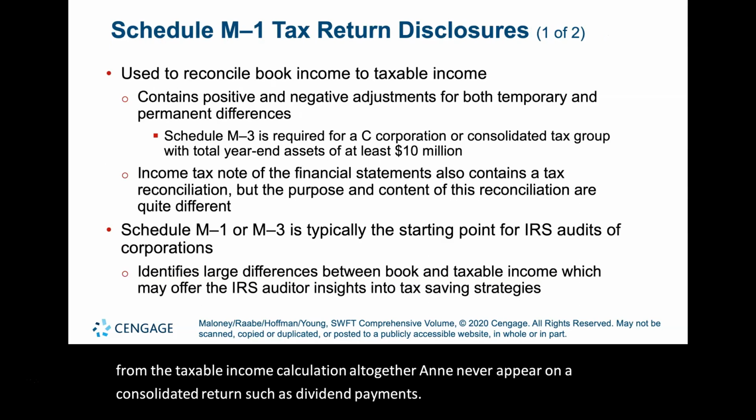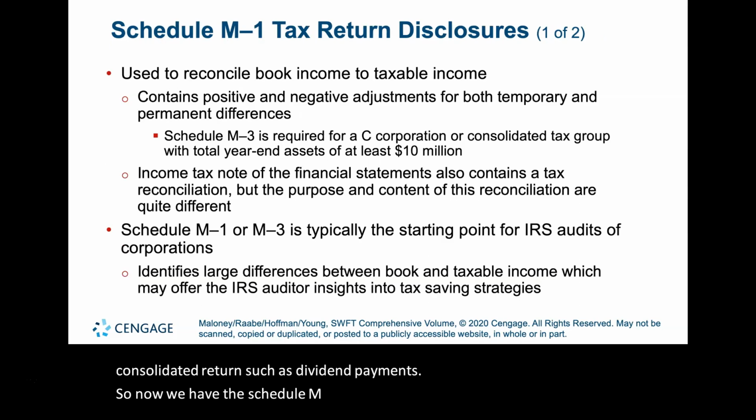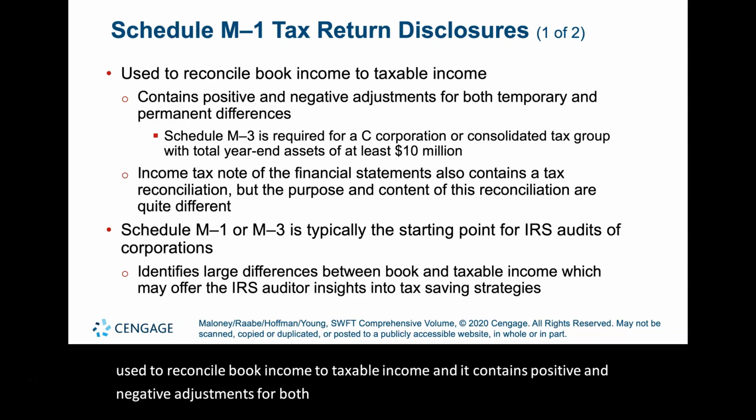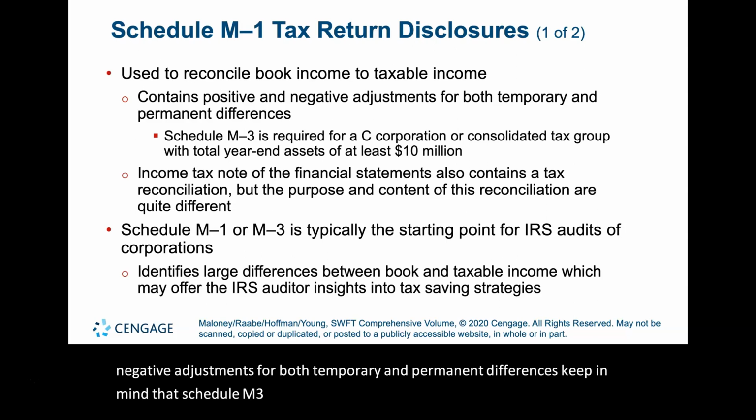So now we have the Schedule M1 tax return disclosures. So this is pretty much used to reconcile book income to taxable income, and it contains positive and negative adjustments for both temporary and permanent differences. Keep in mind that Schedule M3 is required for a C Corp or consolidated tax return with total year-end assets of at least $10 million.